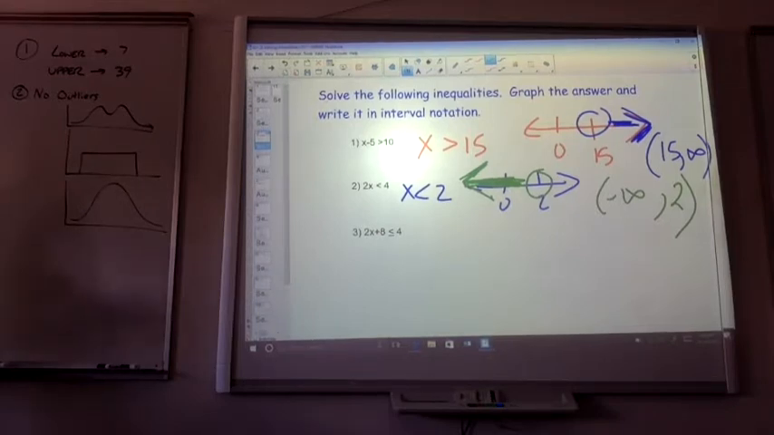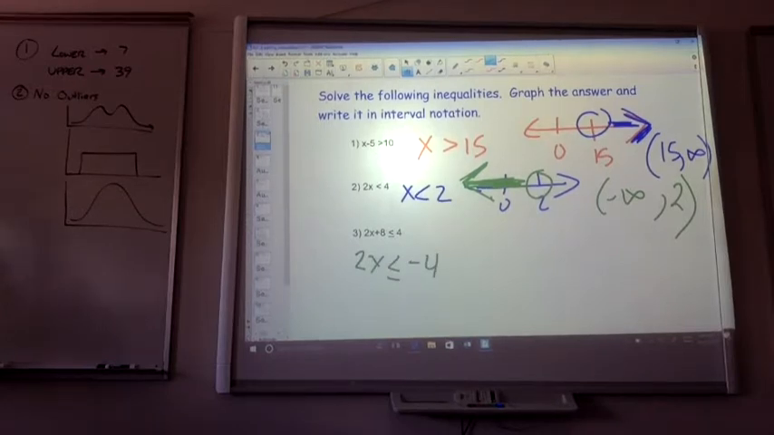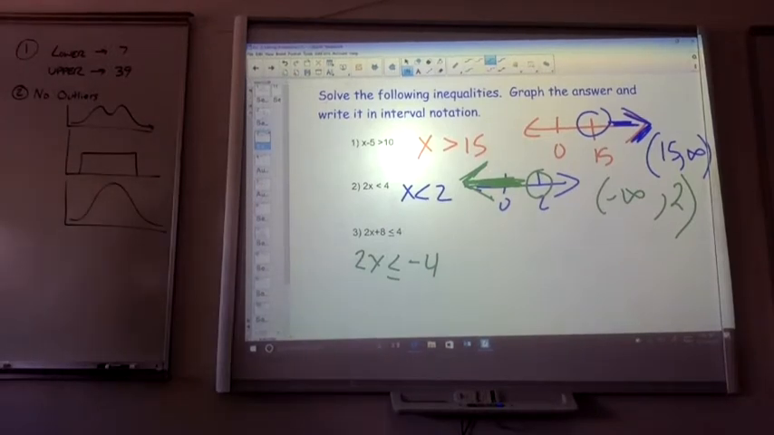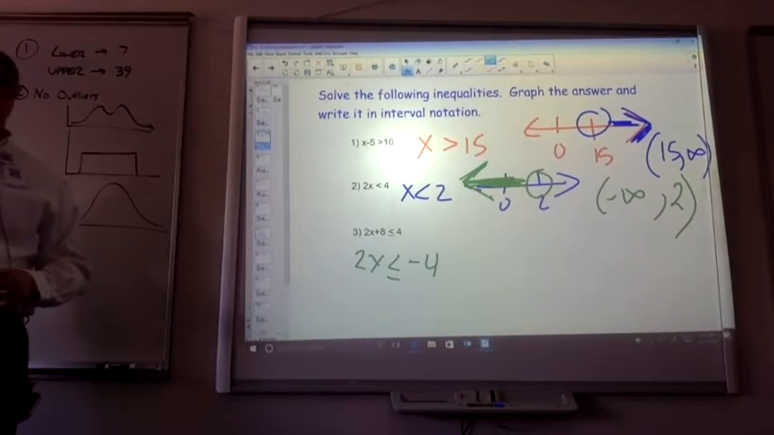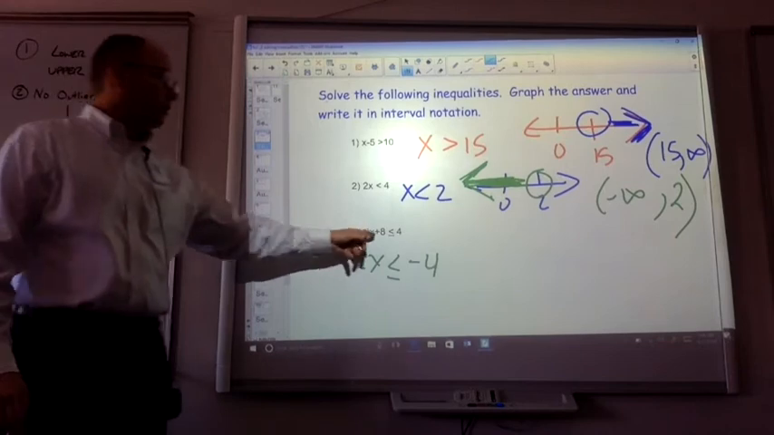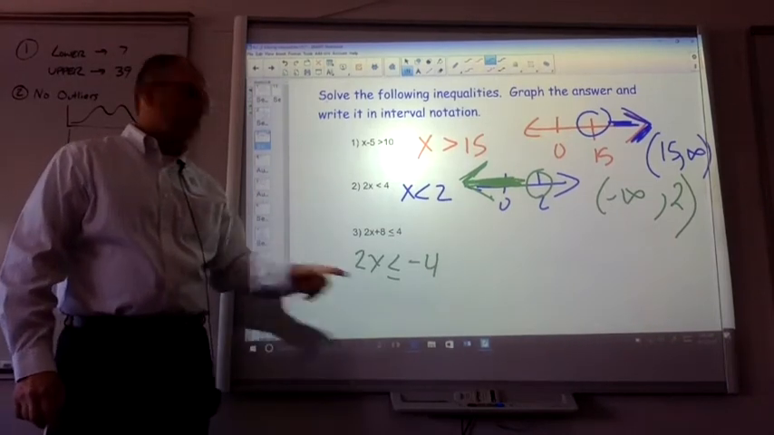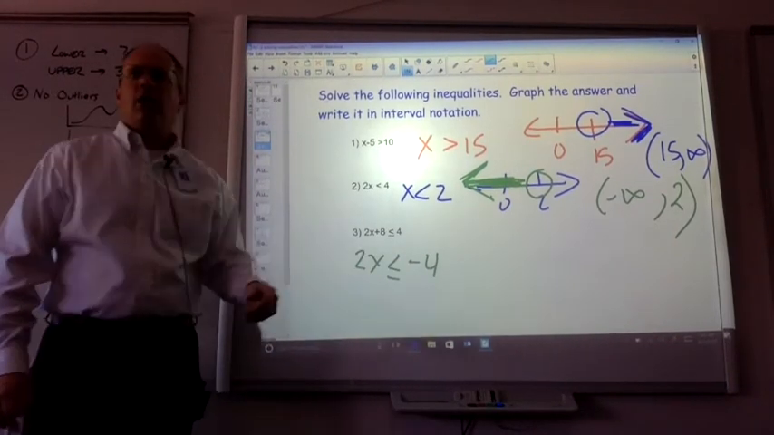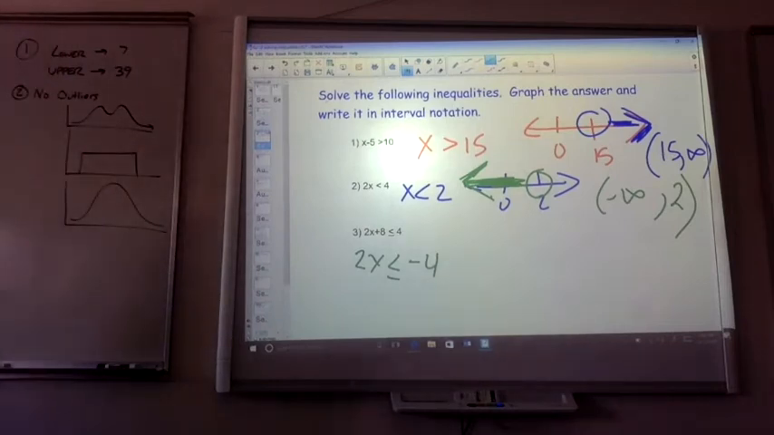Problem number 3, I have 2x plus 8 is less than or equal to 4. First step would be? Subtract 8. Subtract 8 from both sides, so I'm going to get to this. Hey, that turned negative now, so should my sign flip over? No, it turned negative because I subtracted 8 from 4. So that became negative. What's my next step to get my x all by itself?